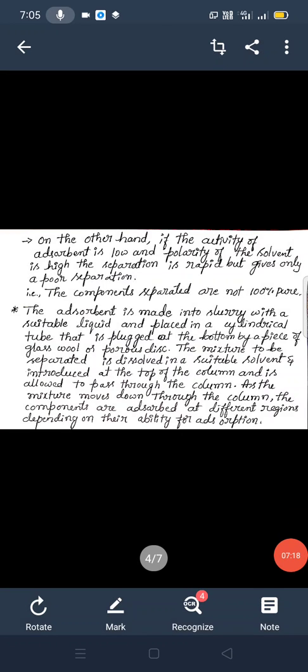Next, sixth one, development of column. The removal of individual components from a column is called development of column. Here we can observe two methods, frontal analysis and elution analysis. In frontal analysis, this technique was developed by Tiselius in 1940. In this method, the solution of sample mixture is added continuously on the column. No mobile phase is used for development of column.